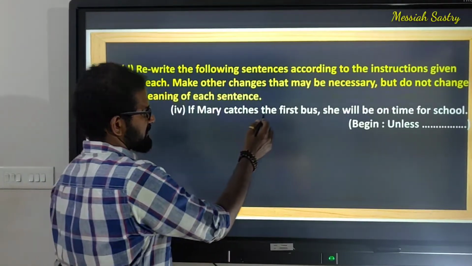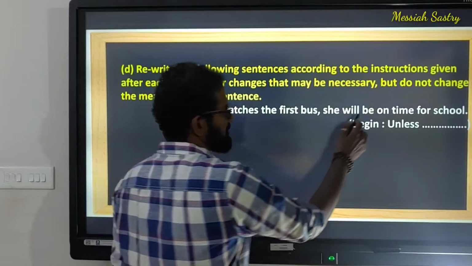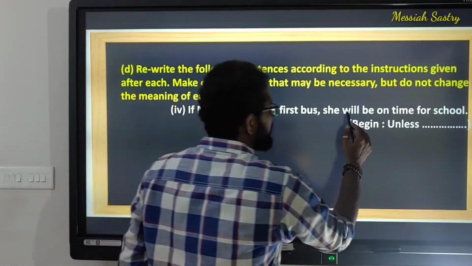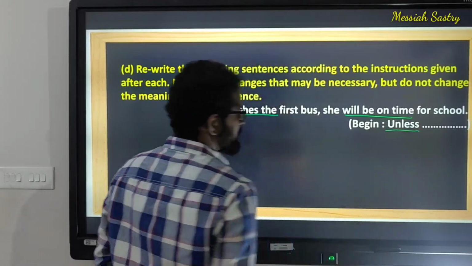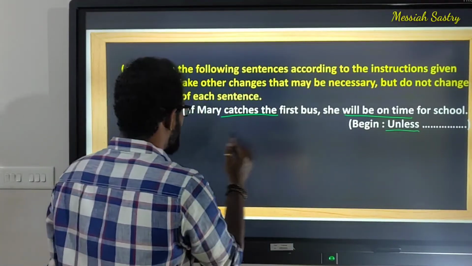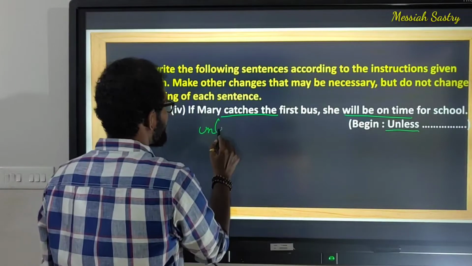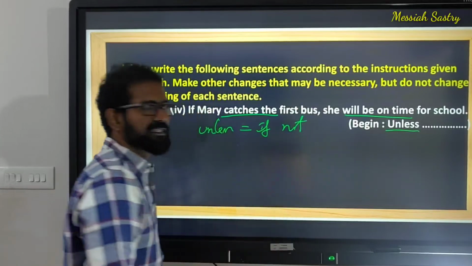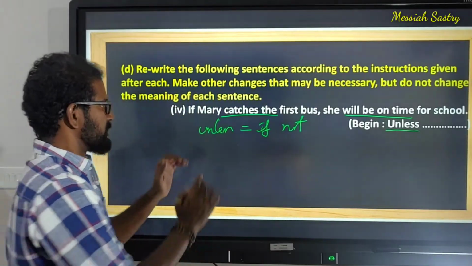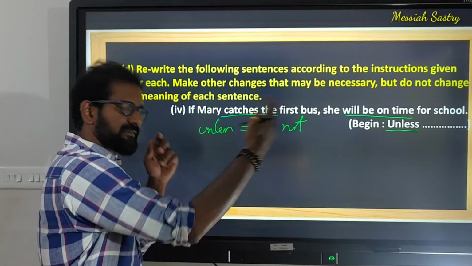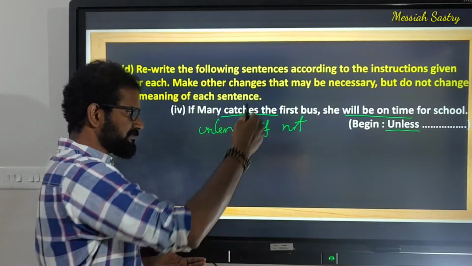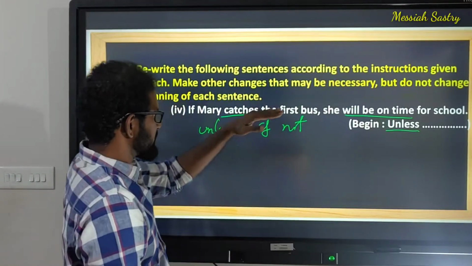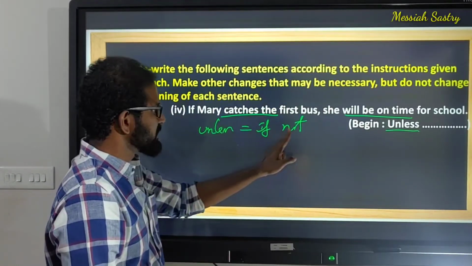If Mary catches the first bus, she will be on time for school. We are asked to write or begin with "unless." Unless is equal to if not. So what must be done? While writing the exam, somewhere in rough work, you first write using "if not." So let's change the given sentence using if not.